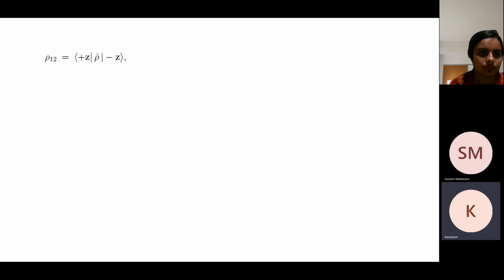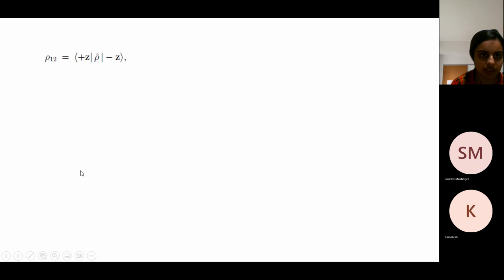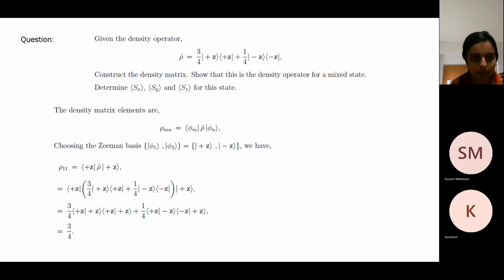Ma'am, can you go to the previous slide? Okay. Yes. So you have to write, this is your rho, right? And then first you operate rho on minus z, like for your next question. So this is the form, right? So operate rho on minus z, see what you get, and then take the inner product with this term, with plus z. Yes, ma'am.